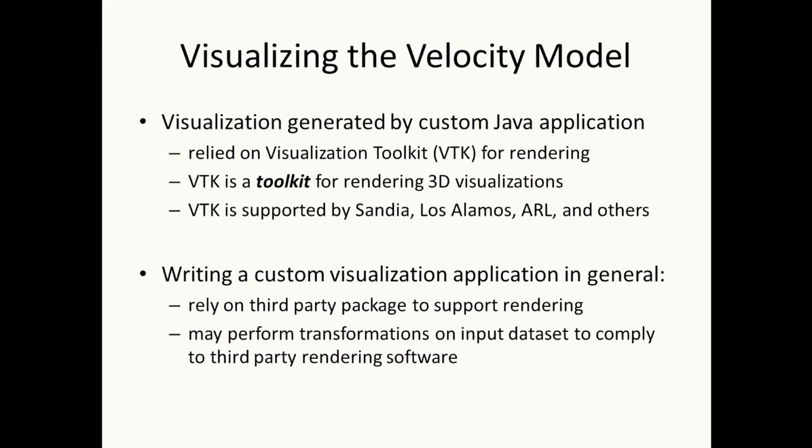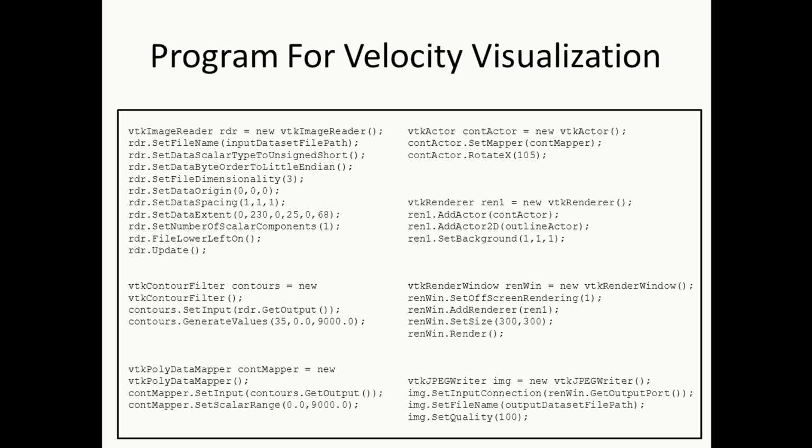In general, visualization applications are usually built on these third-party rendering packages, such as VTK. Using these packages requires that developers corral their input datasets into a form that can be ingested by the third-party renderer, and so many visualization applications contain custom code that transforms input datasets into a form that complies with the rendering software. Here is a snippet of VTK Java code comprising our visualization application that generated the velocity model. I will describe the structure of this code in later slides.